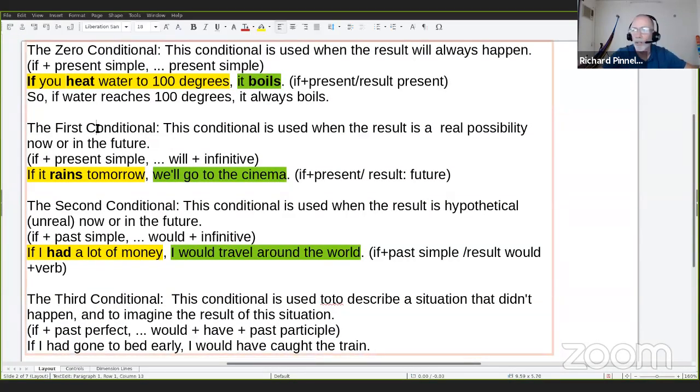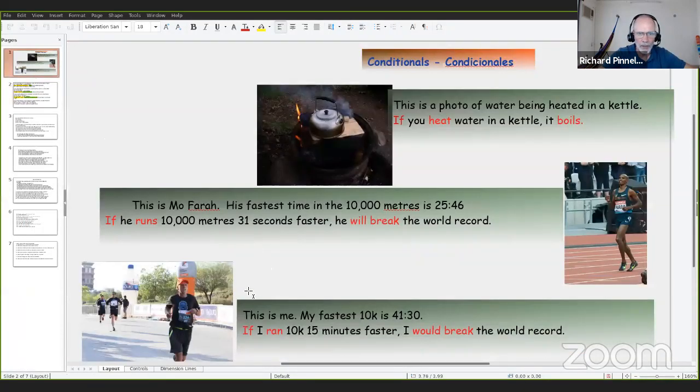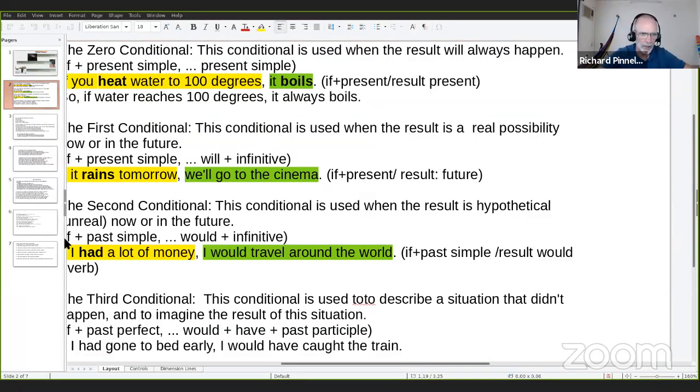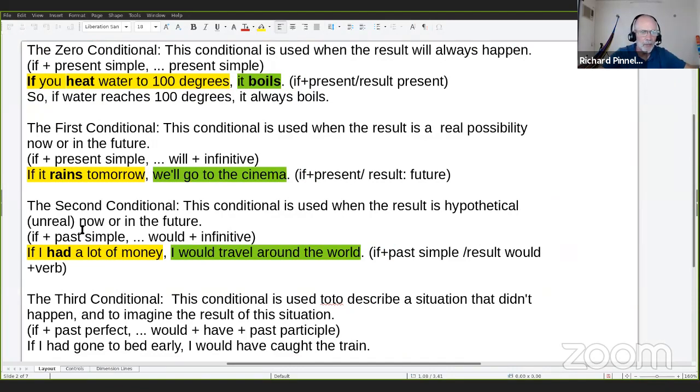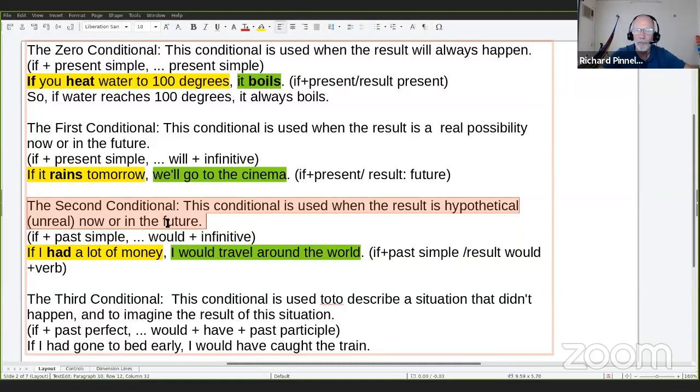So the first two here are real possibilities, and this one is completely imaginary, like in my previous example where I said, if I ran 10K 15 minutes faster, I would break the world record. This is an impossibility. So this is a totally imaginary situation. The second conditional is for things now or in the future, and it's imaginary. But in the if part, we are using the past tense of the verb. In English, when we want to show that something is unreal or imaginary, we need to use the past form of the verb, because we don't have a special verb in English to show that we are talking about an imaginary situation. We need to use the past.